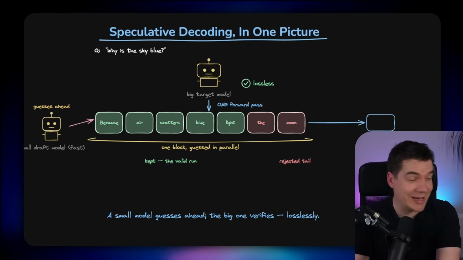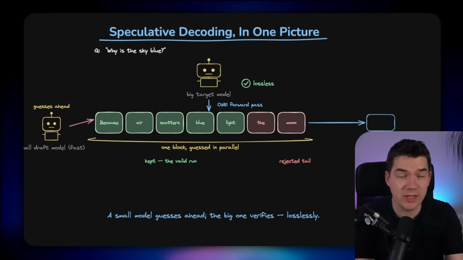So when the drafter guesses well, you skip most of the expensive writing, and when it guesses badly, the big model catches it, throws the guess away, and you're no worse off than when you started. So it's one of those rare tricks where from a quality perspective you genuinely can't lose. The only question is, how much do you actually win? And speculative decoding is not new.